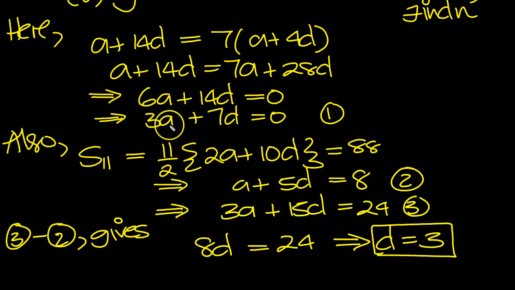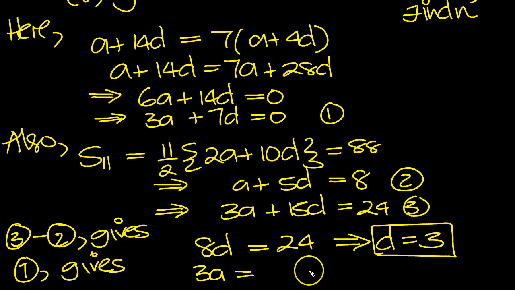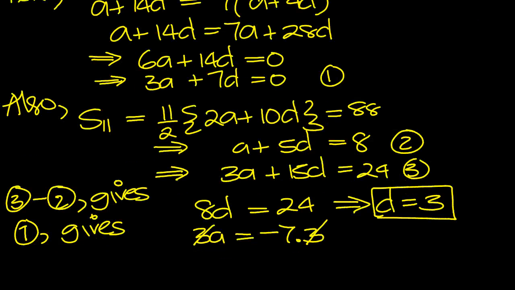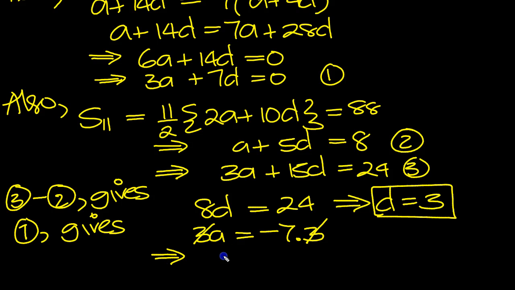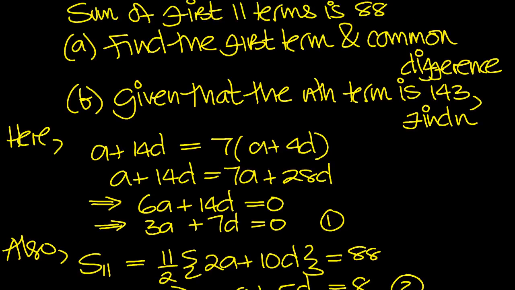We can use either formula. Here, by equation 1 gives, so let's put it in then, 3a is equal to, move that over, minus 7d, minus 7 times d, which is 3, cancel by 3 both sides, and that tells us that a is minus 7. So there's a. So we've got the first term and the common difference for the first part of the problem. Okay, so we've done that.